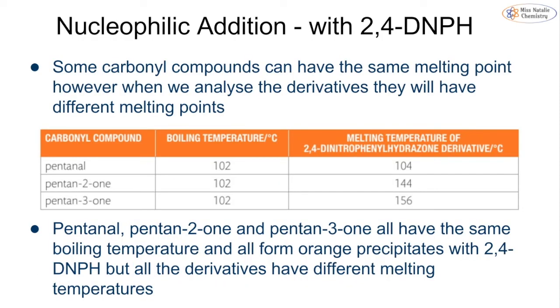So if we look at one in more detail, if you compare pentanal, pentan-2-one, and pentan-3-one, they're all very similar and they all have the same boiling temperature. So without the use of something like IR or NMR or any other spectroscopic method, we can't tell these apart. What we can do though is when we react them with 2,4-DNPH, we can make our derivative, and you can see that we have a big difference in our melting temperatures. We go to 104, 144, and 156. So now we can tell them apart.